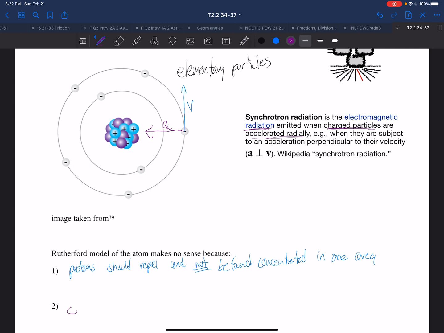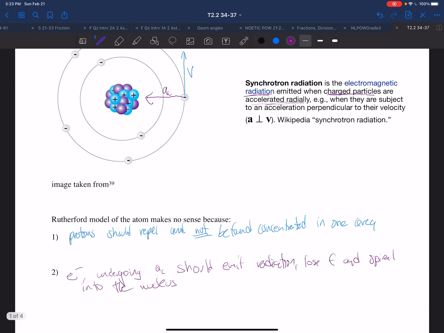So, electrons undergoing centripetal acceleration should emit radiation, lose energy, and spiral into the nucleus. And Rutherford calculated that this would take about 10 to the minus 5 seconds to occur. In other words, during this 10 to the minus 5 seconds, an electron should give off so much radiation and lose so much energy that it should spiral into the nucleus in 10 to the minus 5 seconds.